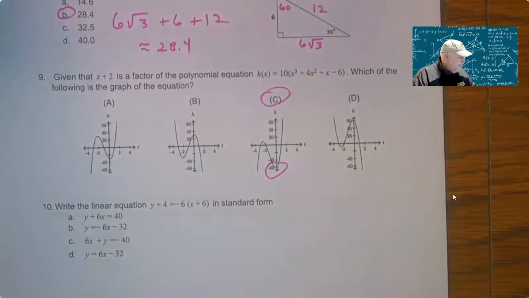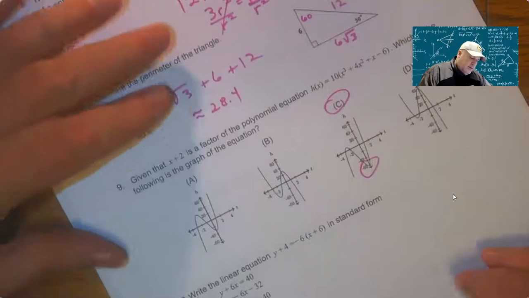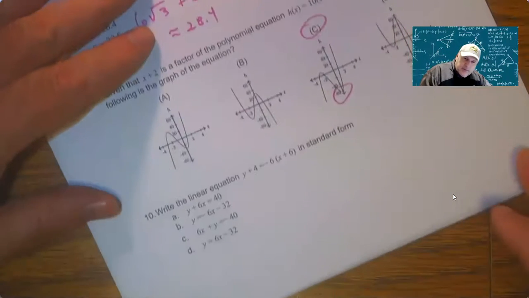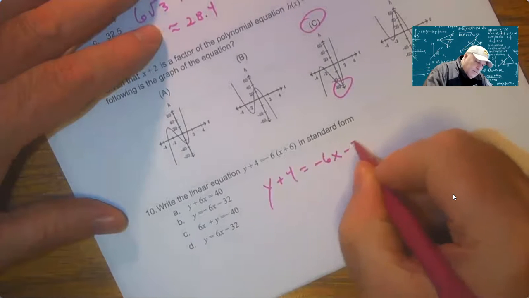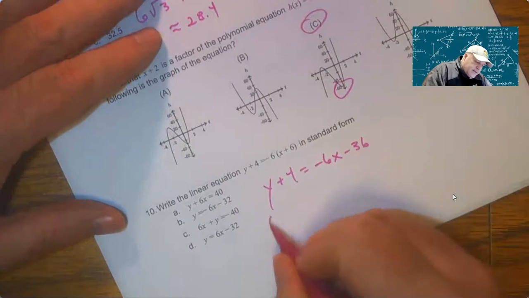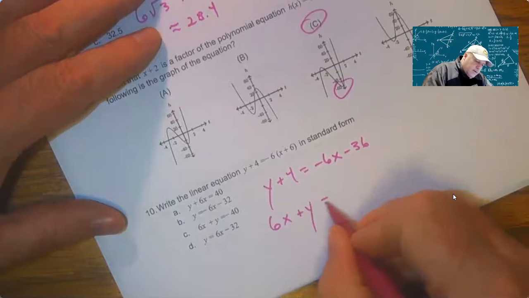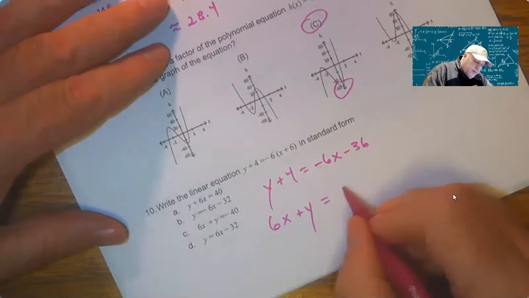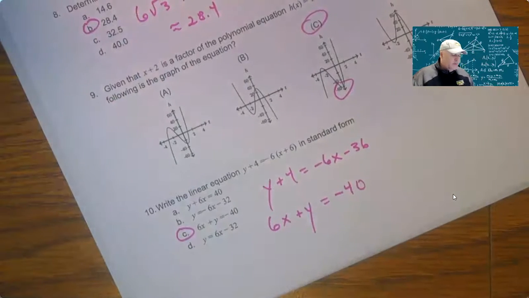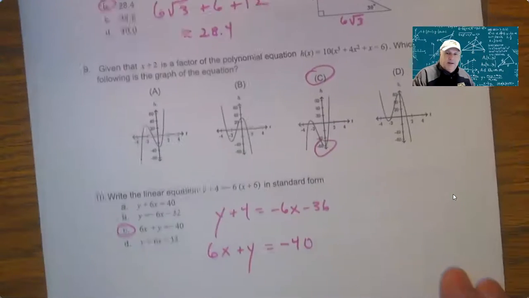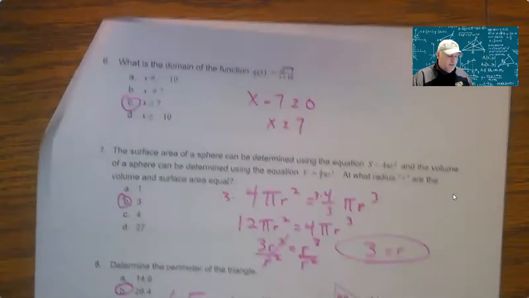Negative 60. Write the linear equation in standard form. So this is about getting x and y on the same side. So add 6x to this side and then subtract 4 over. So 6x plus y equals negative 40. So it's just about x and y on the same side and then all your numbers to the other side. Standard form for what it's worth.